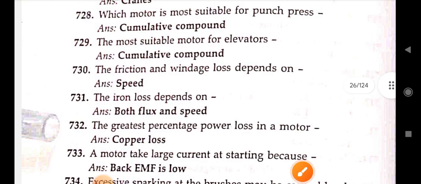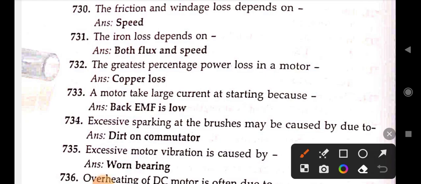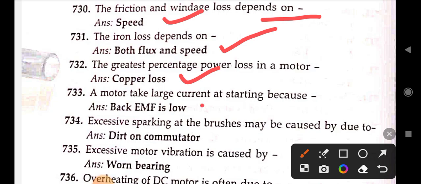Next, the friction and windage loss depends on speed. The iron loss depends on both flux and speed. Greatest percentage power loss in a motor is copper loss. A motor takes large current at starting because back EMF is low. Excessive sparking at the brushes may be caused by dirt on commutator. Excessive motor vibration is caused by worn bearing.